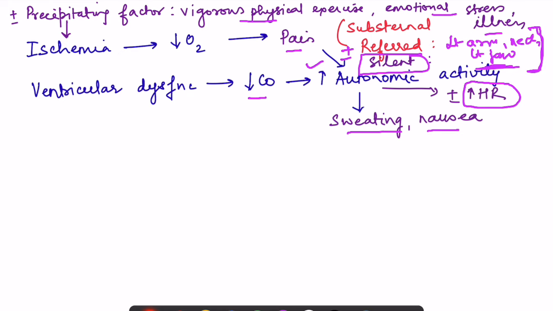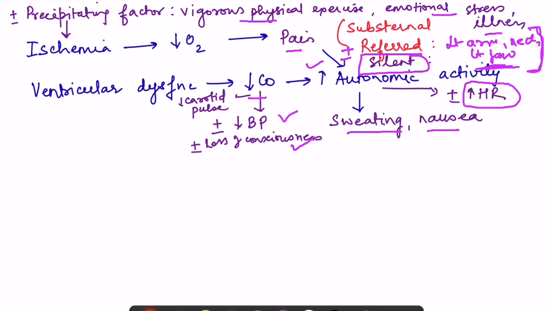Then again, because of decrease in cardiac output, there can be decrease in blood pressure, there will be hypotension, and there can be loss of consciousness. Again, it is plus or minus. That means it may be present, it may not be present. There can be a sense of profound weakness as well because cardiac output is decreasing.